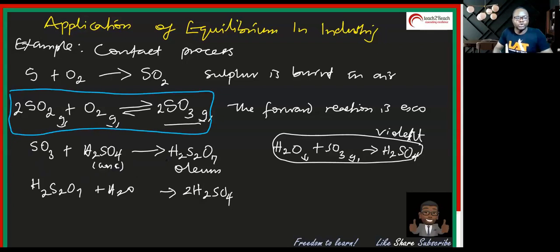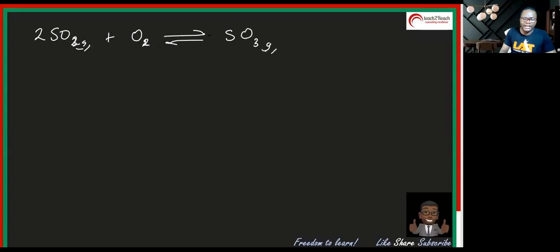So we want to see how to control this reaction. For the contact process, what are the conditions? Let's write down the reaction: SO2 gas plus O2 is a reversible reaction to give us SO3 gas. The forward reaction is exothermic, delta H negative, XYZ kilojoule per mole.